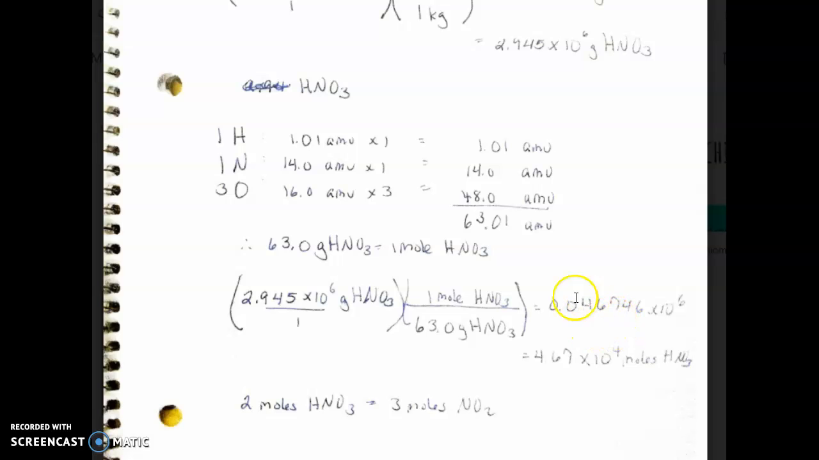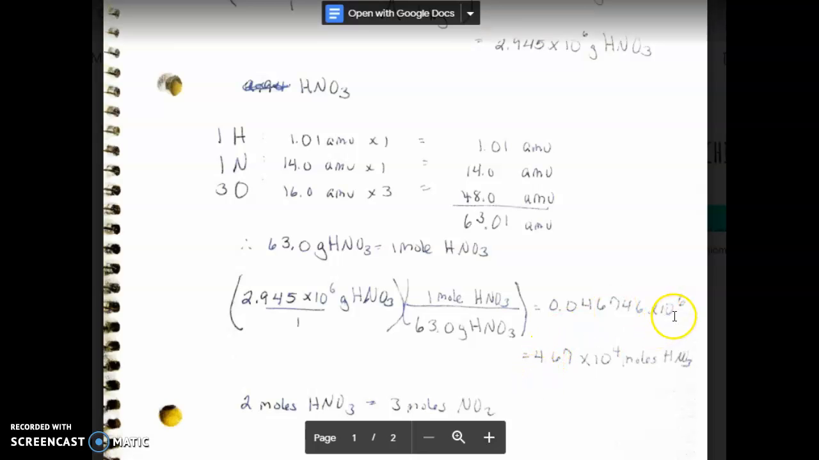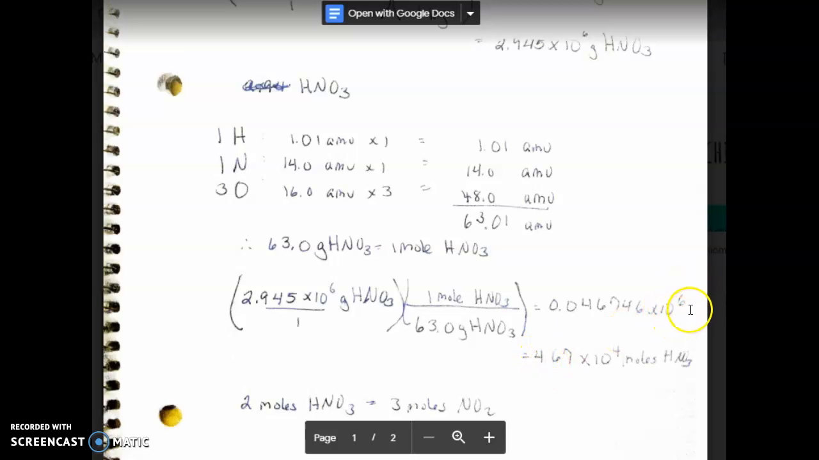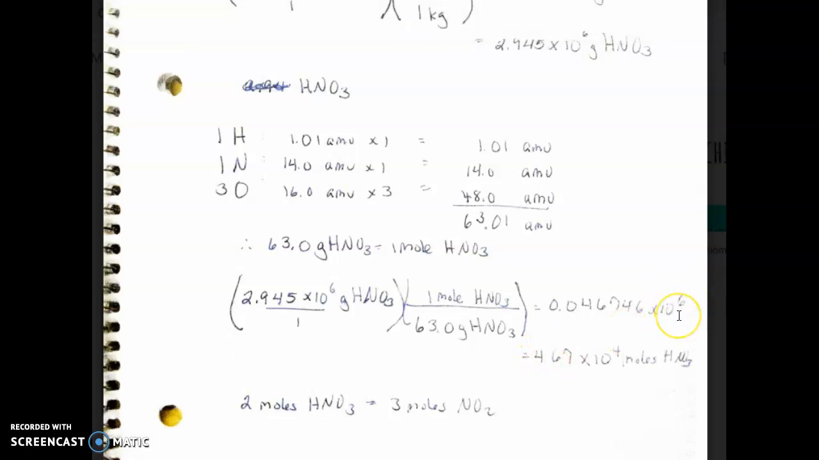We want to write that in scientific notation. When we're rounding, we only want three digits, so we're going to go to this 7th position. We look to the right, that number is a 4, so that 7 remains a 7. And since we're making this number larger, we have to go 2 powers of 10 less. So that number becomes 4.67 times 10 to the 4 moles of HNO3.